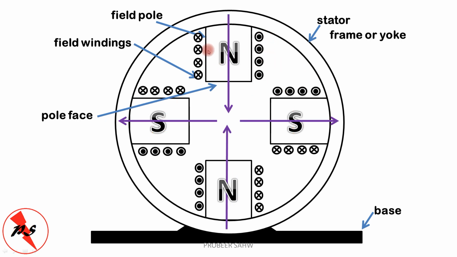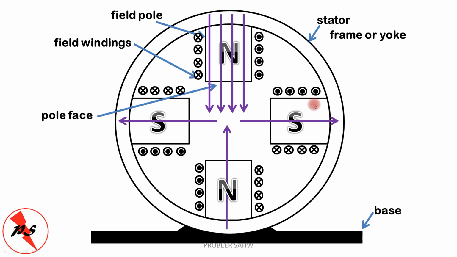Similarly, we can show field windings in this method. Now it is very convenient and the figure is very neat. So this is the frame or yoke, this is the field pole or pole cores, these are the field windings, and the current direction is shown by this cross or the dot. These are the pole faces, and this arrow marks the direction of magnetic field.